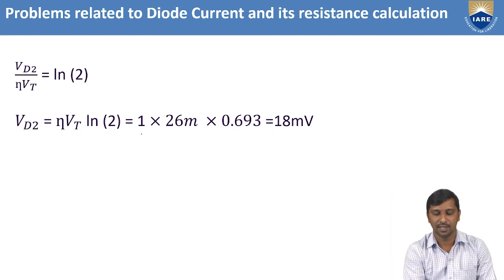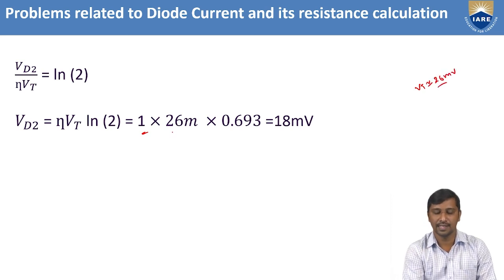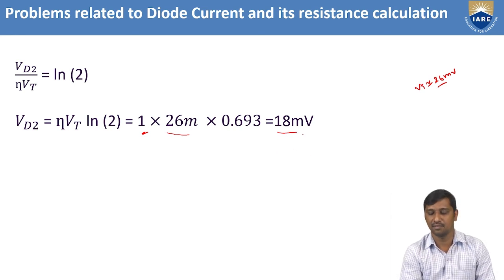Here eta is 1 and Vt is according to room temperature. We know that at room temperature the Vt value is approximately 26 millivolts. So I consider this Vt value at room temperature. At room temperature, the thermal voltage is 26 millivolts and ln of 2 is 0.693. After simplification, the voltage across diode D2 is 18 millivolts. Means the VD2 voltage is 18 millivolts.